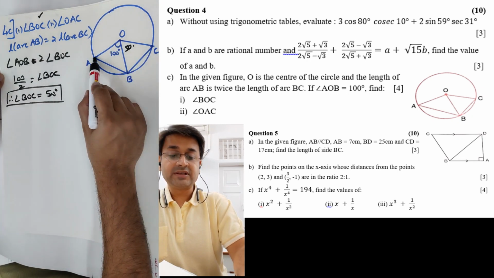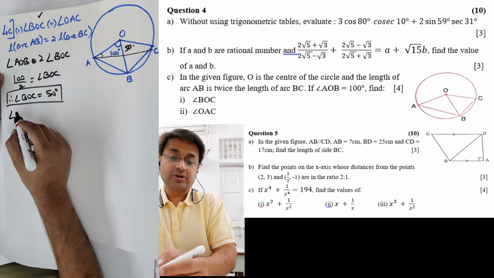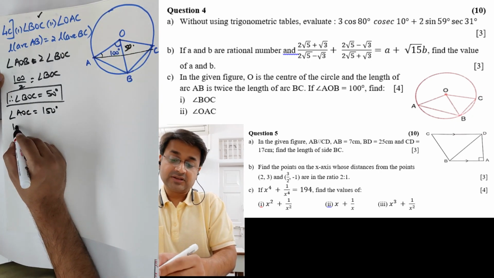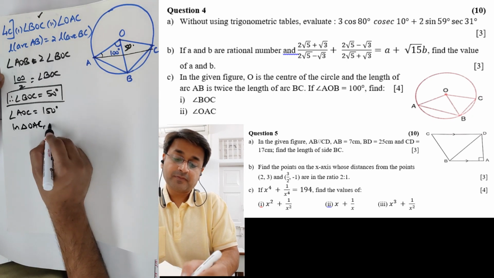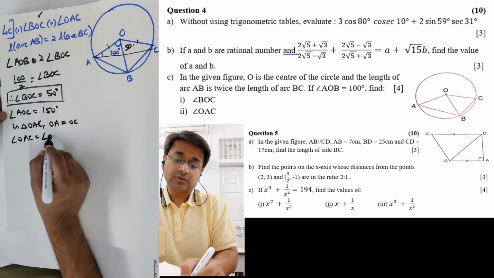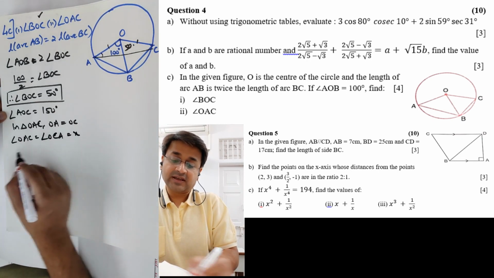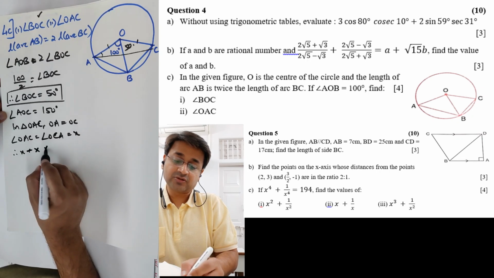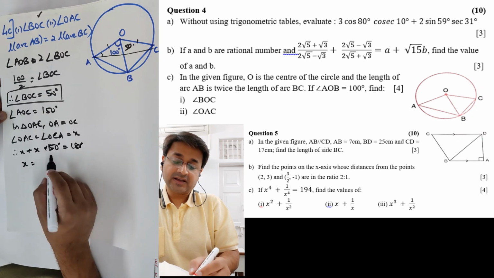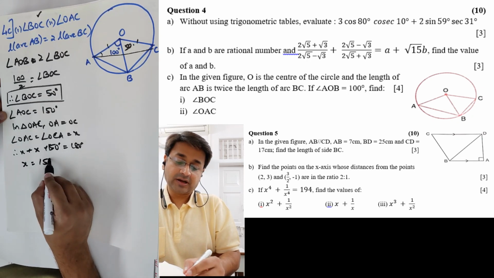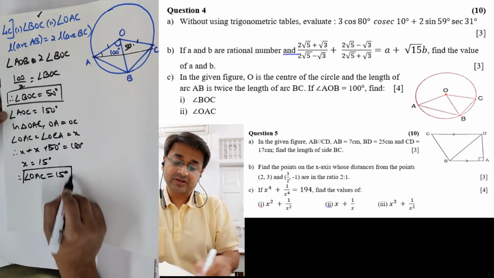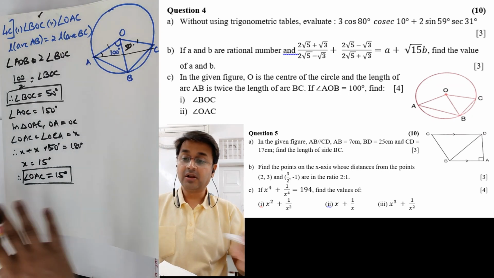Now they want OAC, that is here. So you can directly say AOC is 150, that is this full. And then you can say in triangle OAC, OA equals OC. These two are equal. So therefore OAC equals OCA equals X. So therefore X plus X plus 150 is equal to 180. So you will get 2X as 30, X as 15, correct. And therefore what is X? X is OAC. So we got the value of OAC as 15 degrees. Simple. How to give marks?